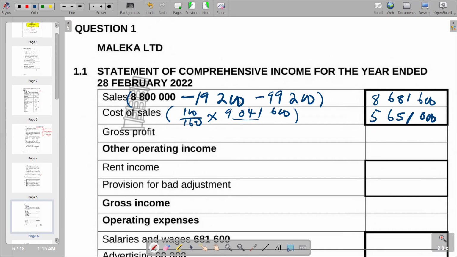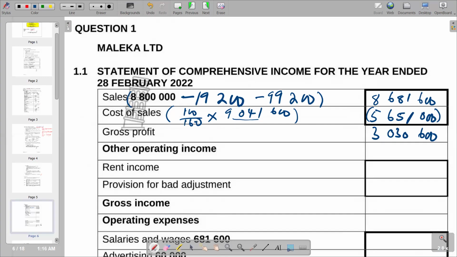So we can move on now to calculate our gross profit. And obviously our gross profit, we are going to say in brackets so that we are subtracting. So 5,651,000. Then the answer that we are supposed to get is going to be 3,030,600. So basically, that's the calculation that we are supposed to come up with.